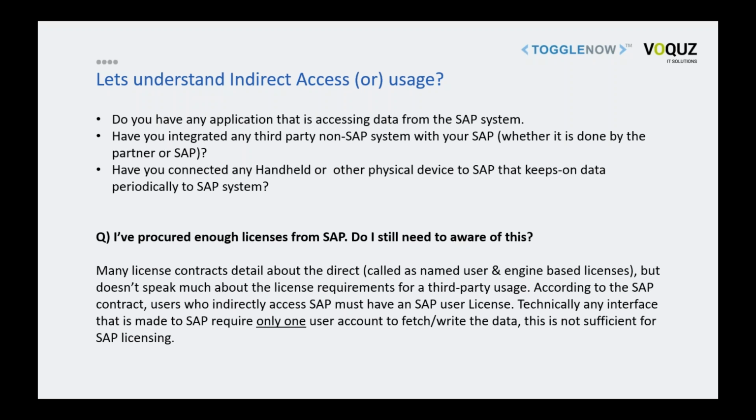So evaluating your indirect usage is very important even though you have enough licenses, because one fine day SAP might come and say you're not utilizing the existing licenses properly, or you have a lot of interfaces and you have to procure more licenses, right?